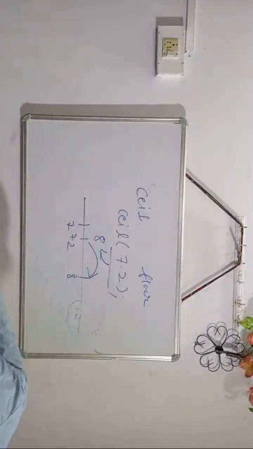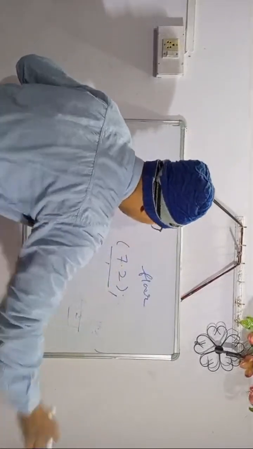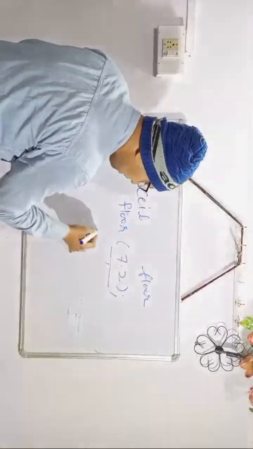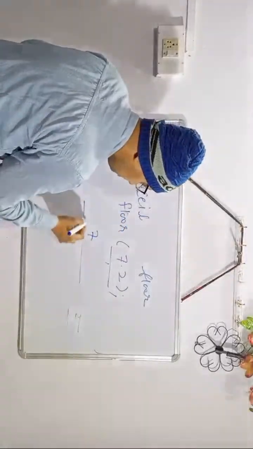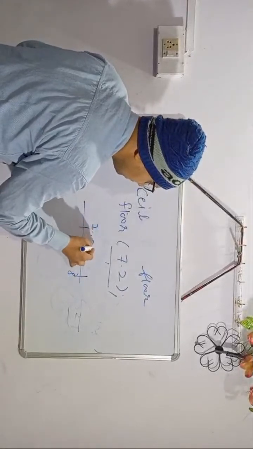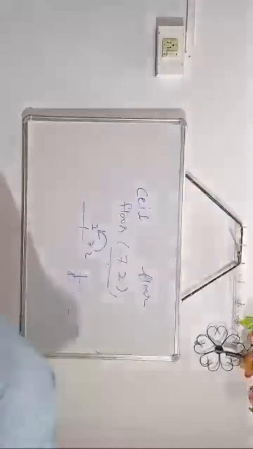And in the case of floor, what will happen? Suppose in place of ceil, here we have floor. In the case of floor, the answer will be 7, because between 7 and 8 is 7.2. So it goes to the nearest lower integer. So this is the basic difference between ceil and floor.